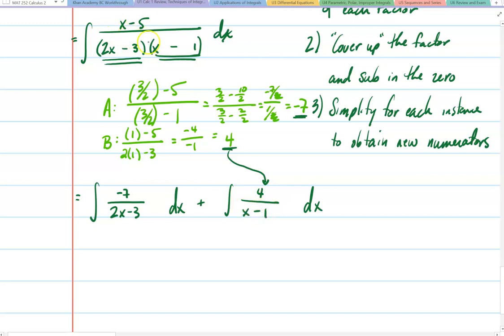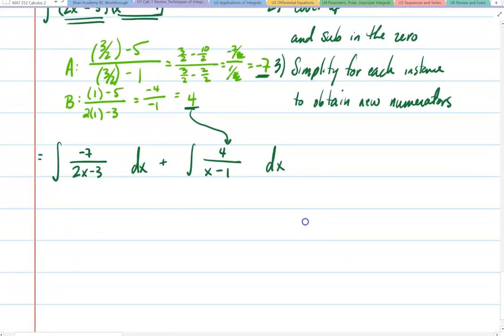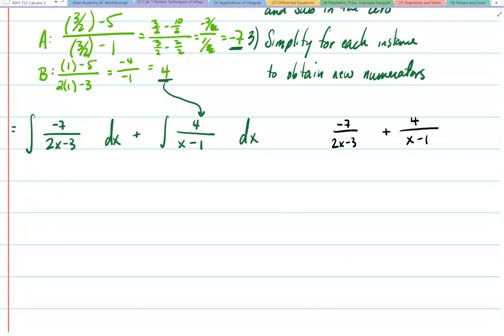And now we've decomposed this original fraction into two separate fractions whose integrals are much easier to determine. Now it may seem strange what we've just done, but as a side note and as an anecdote here, we can show that the sum of these two fractions really is the same as the original function. So let's go ahead and do that.